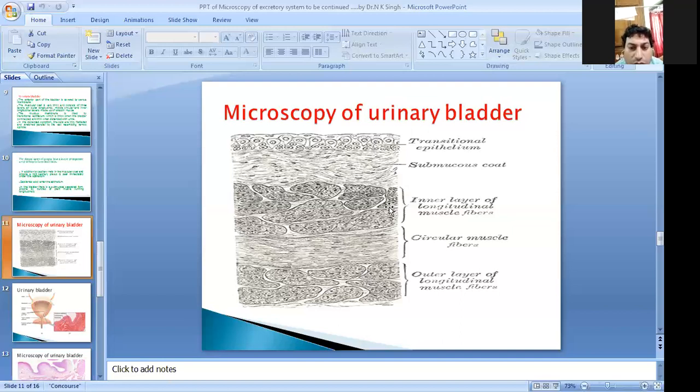Now this tunica muscularis, as we have already described earlier, consists of 3 layers of smooth muscles. The inner layer is longitudinally arranged, the middle layer is circularly arranged, and the outer layer is also longitudinally arranged. Now you can see in this diagram that the longitudinal arrangement appears like a circular shape. All these circular-shaped arrangements of muscles show that they are longitudinally arranged.